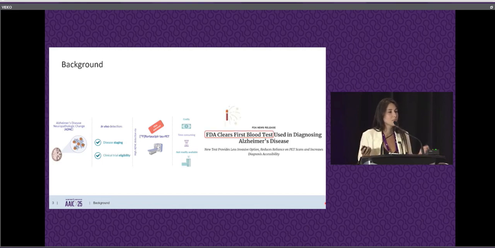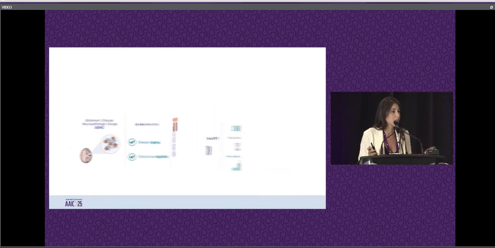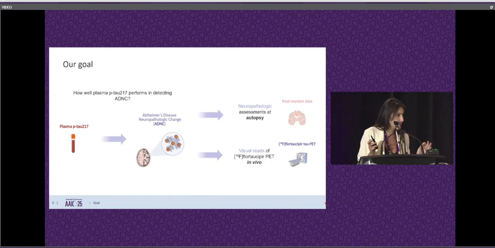So yay, Lumipulse, the ratio p-tau217 to amyloid beta 42, that can help to identify amyloid positivity and reduce reliance on PET scans. Is that true? Well, our question is that simple. How well can the ratio, because now we have the approved one, back then with the abstract it wasn't, perform to detect ADNC, also in autopsy, but also in vivo with the visual reads of fluorotaucipir?